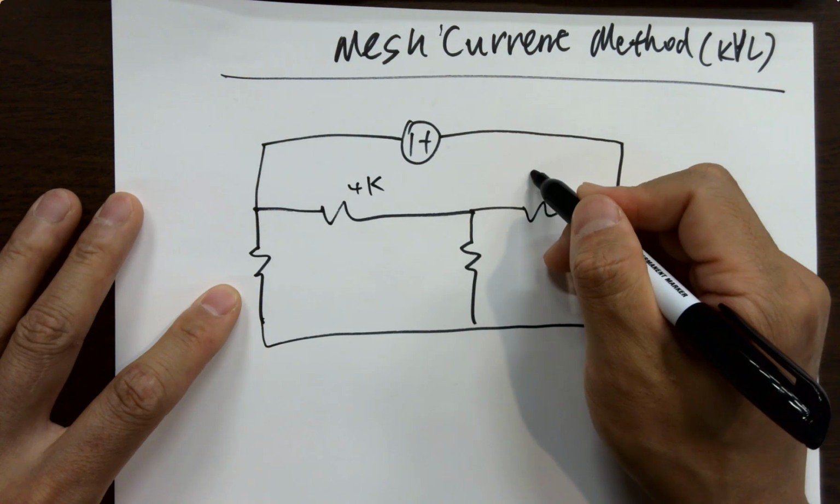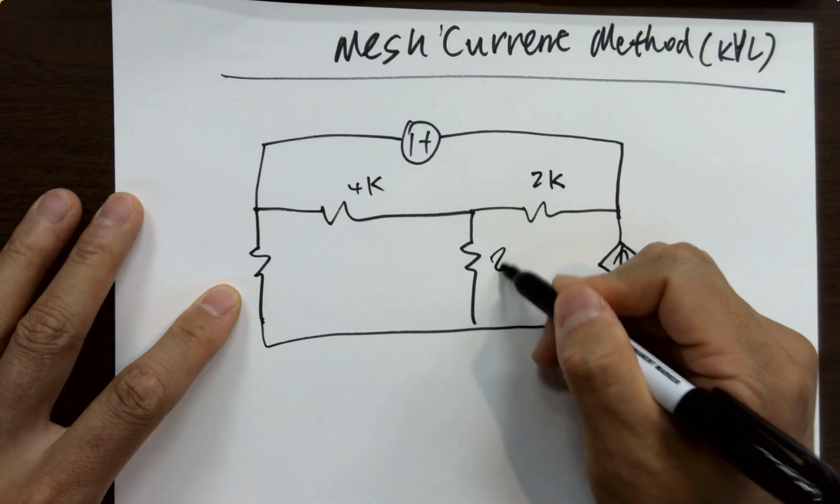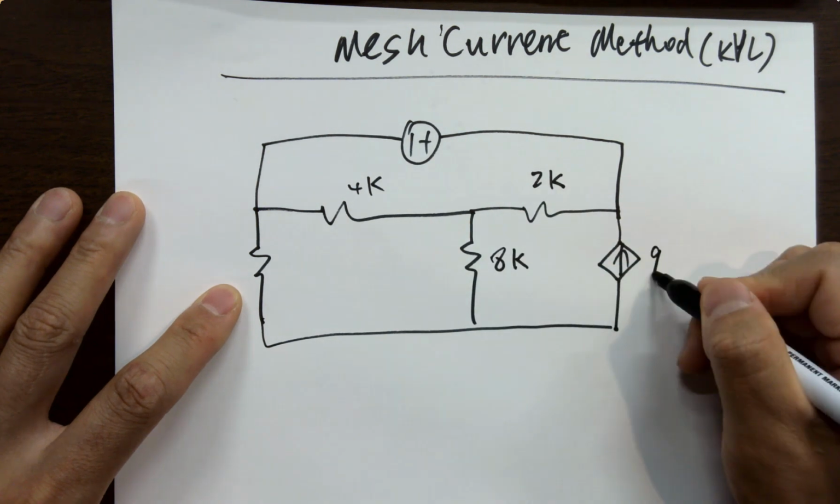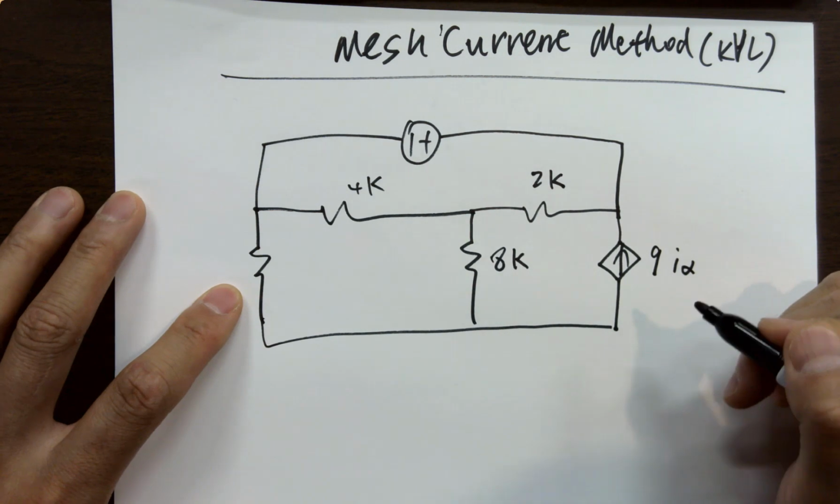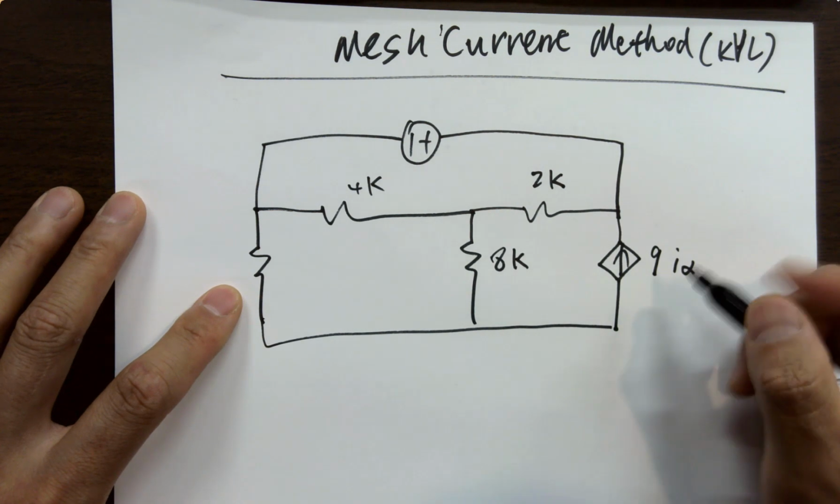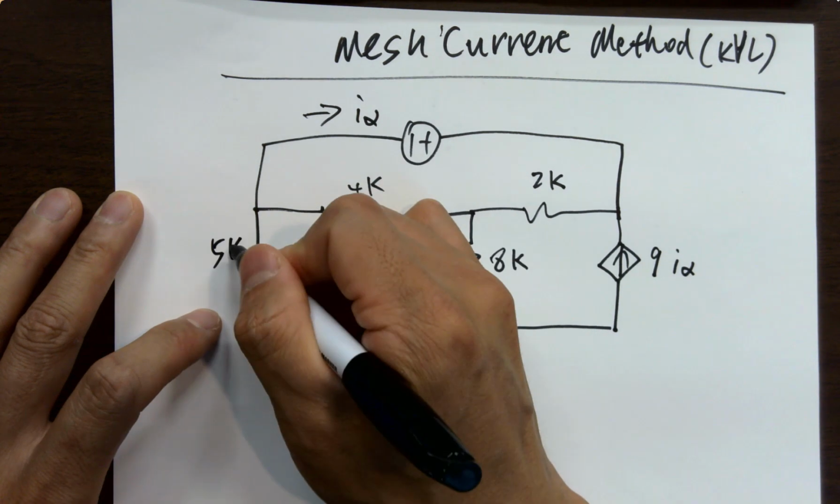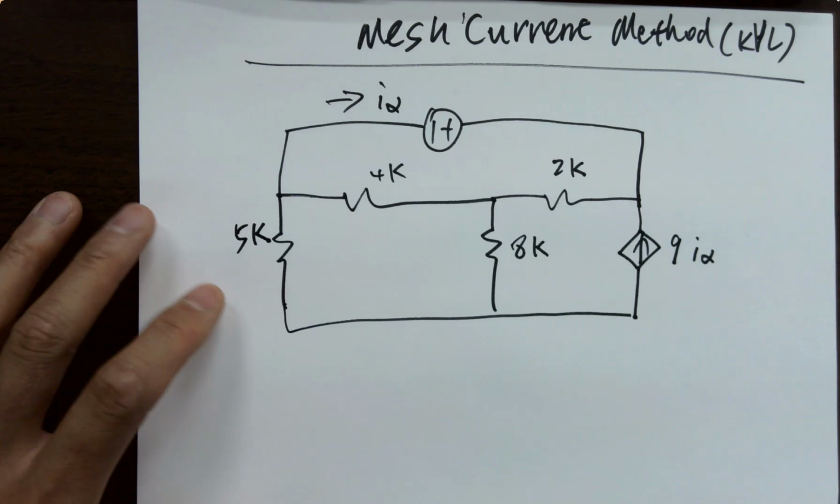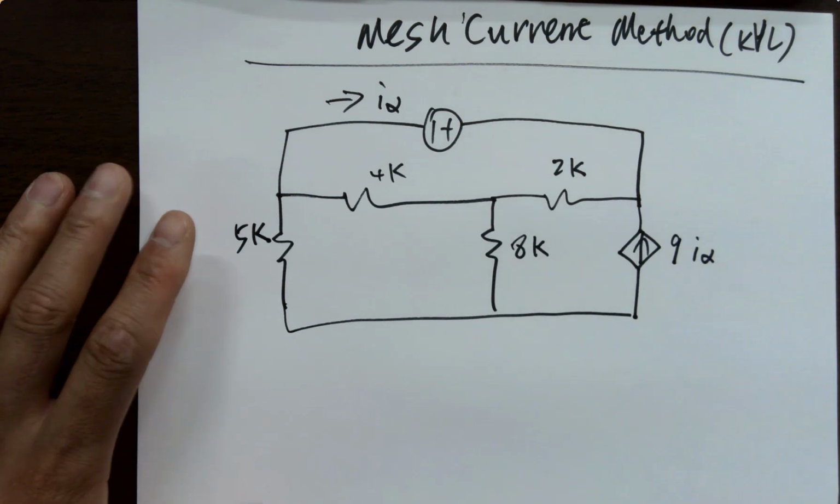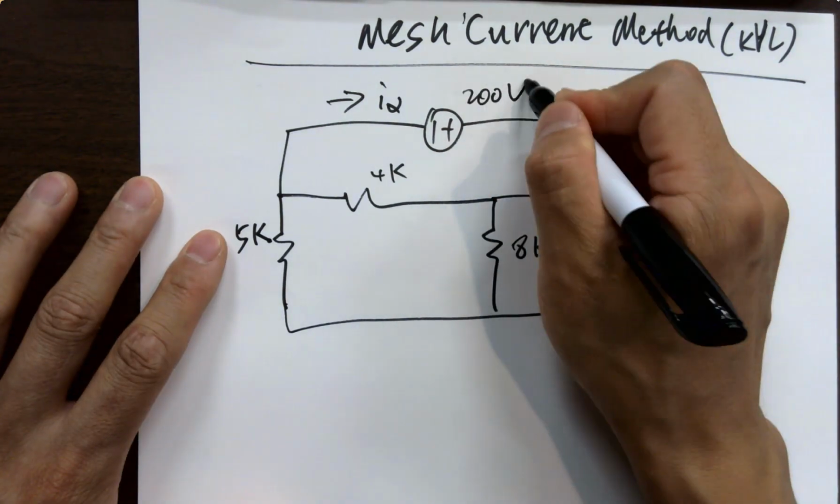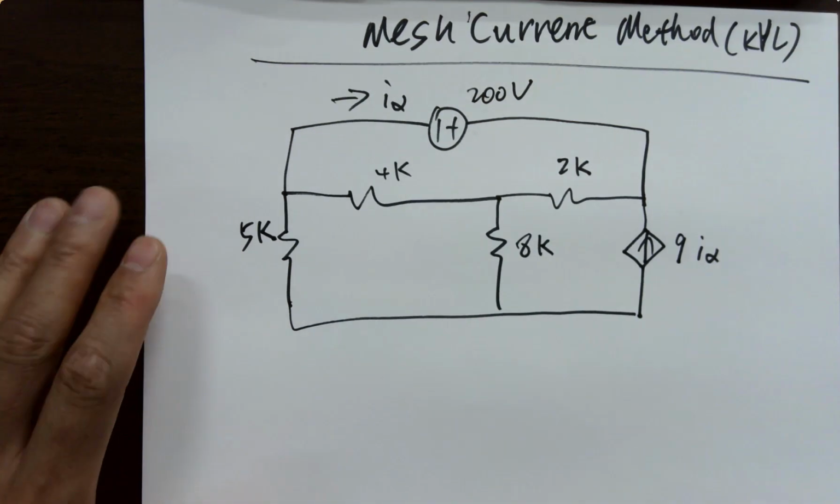$4K, $2K, $8K, and $9I alpha. Here's I alpha. $5K. Yeah, that's it. 200 volts. All right.